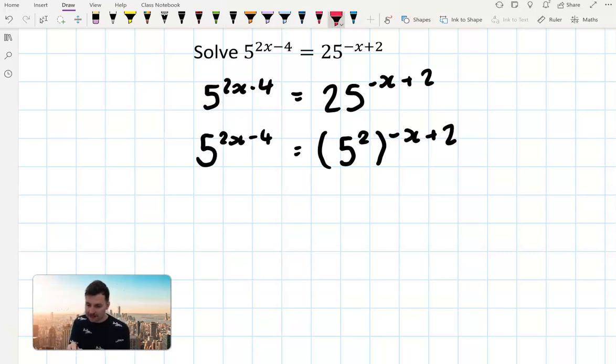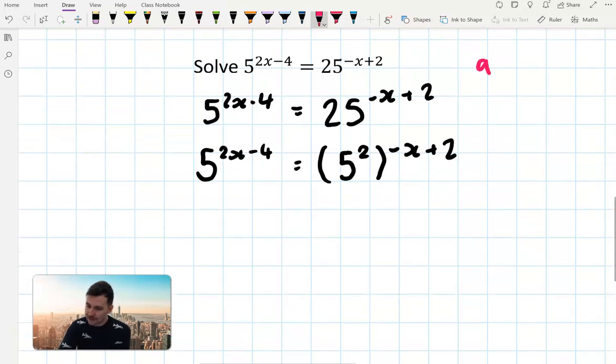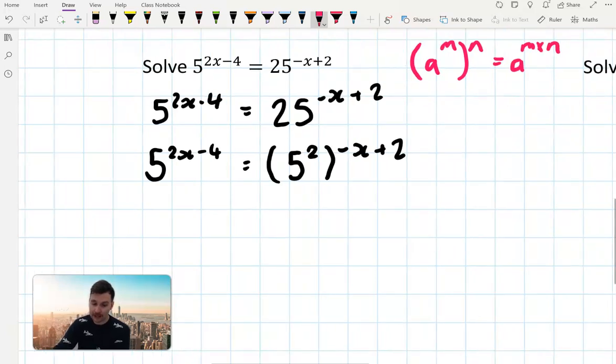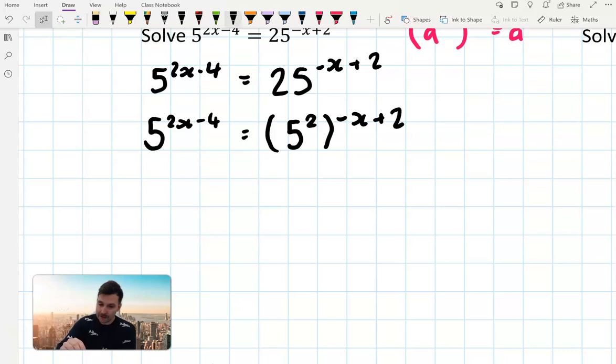And then on the right hand side, at the moment, we've got 5 squared as a base being raised to the power negative x plus 2. So what we've got to do is use one of our index laws to help us here. And we remember that if we raise a base to a power and then raise that to a power once again, the way that we do that is to multiply those powers together like that. So our next line of working out for this one is going to look a little bit like this.